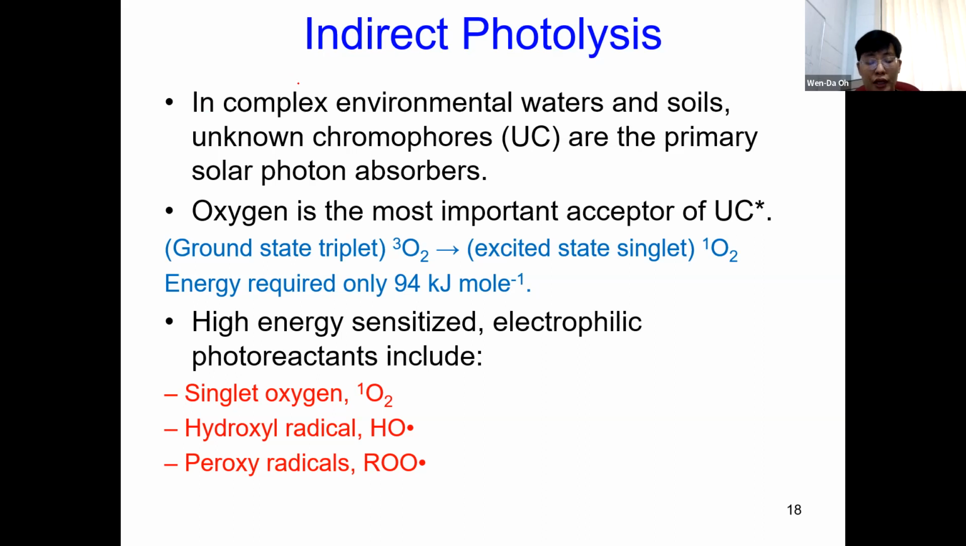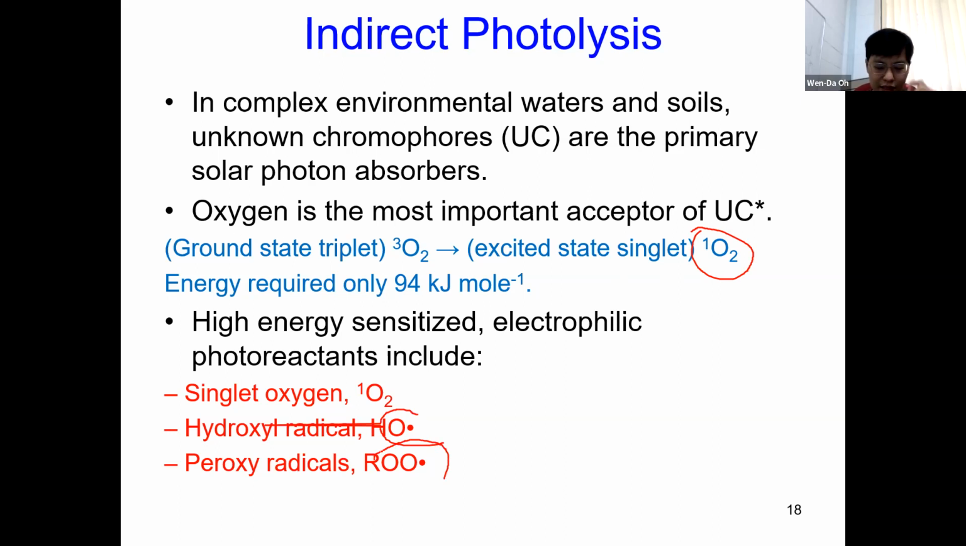So in our environment, we have a lot of these unknown chromophores. These unknown chromophores can absorb the light, right? So sometimes you can have a certain reaction of oxygen with the unknown chromophores, and the oxygen can be transformed into something called singlet oxygen. This singlet oxygen itself is quite energetic. It is able to continue to attack pollutants, or any other organic molecules in the water. Aside from singlet oxygen, we can also see hydroxyl radicals and peroxyl radicals in the environment itself.